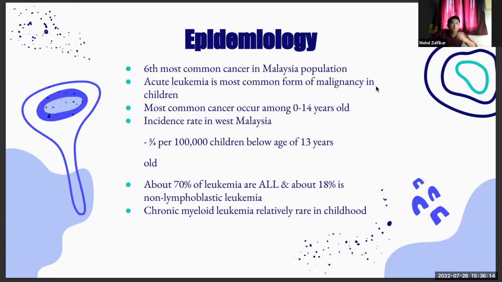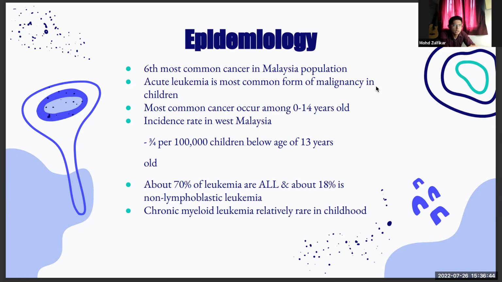Okay, so regarding the epidemiology of leukemia. Leukemia is the sixth most common cancer in the Malaysian population, where acute leukemia is the most common form of malignancy in children, occurring among the ages of 0 to 14 years old.